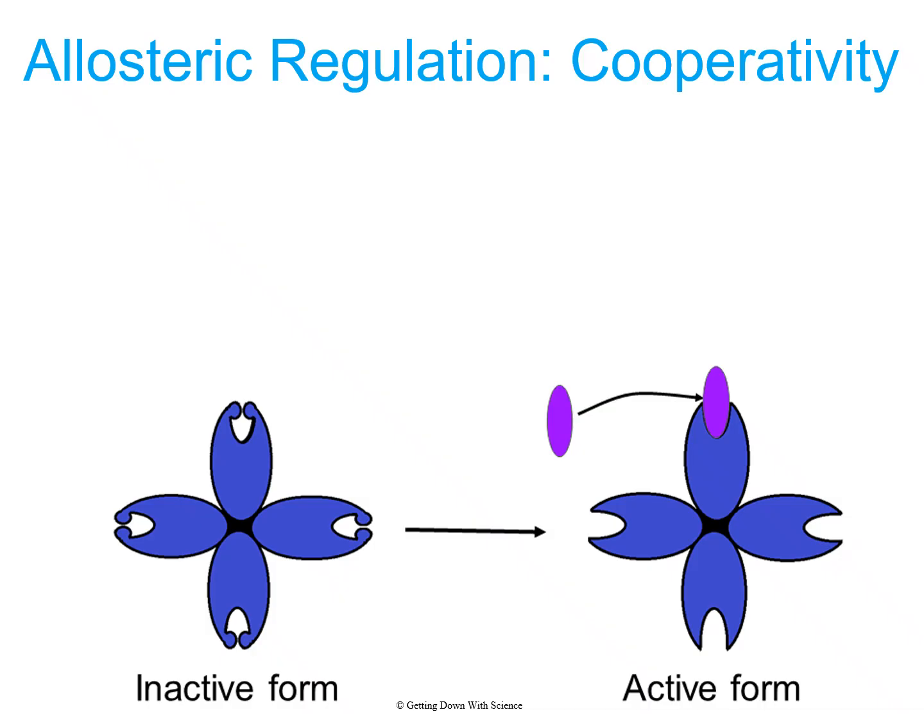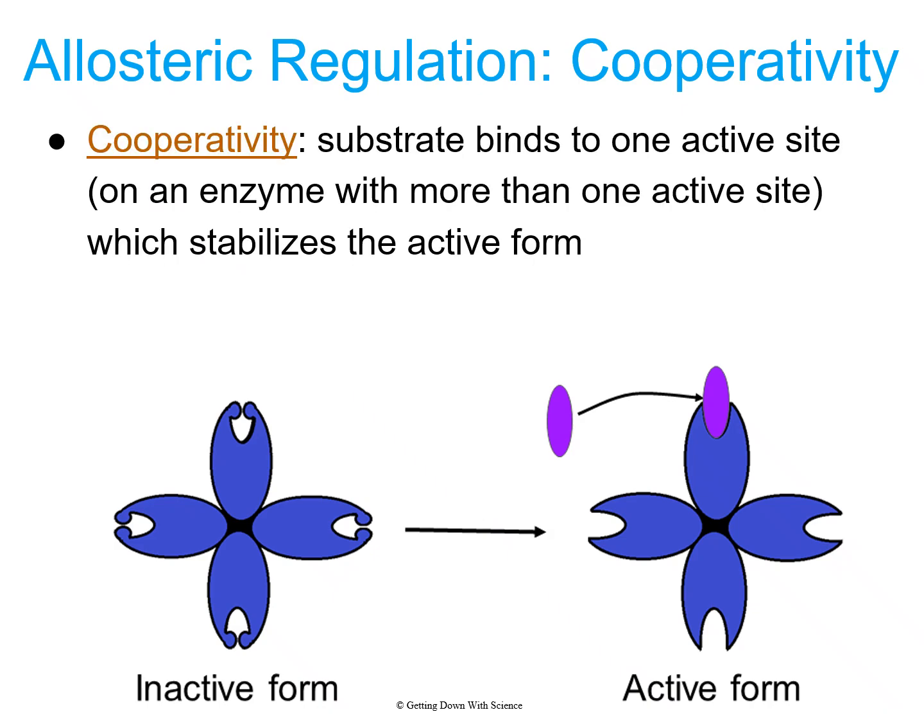This is cooperativity. Cooperativity is when the substrate itself serves as the molecule that regulates the enzyme. This is unique because it happens only in enzymes that have these multiple units. So these are examples of enzymes.